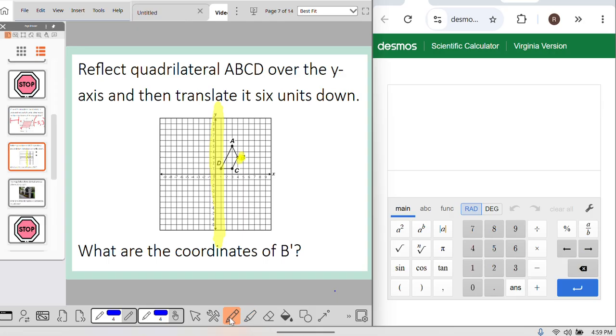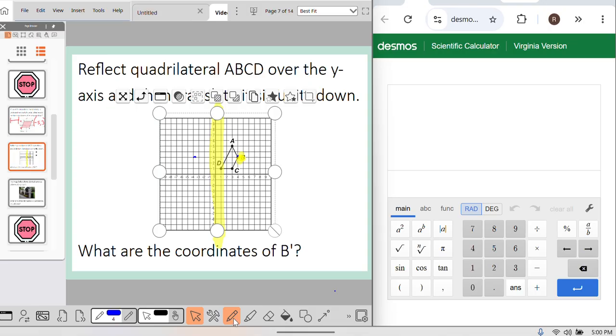Okay. And I am going to go ahead and do what it says. It says to go over the y-axis. So I'm going to start at B and count to the y. 1, 2, 3, 4, and go over it. 1, 2, 3, 4. And I think I got my dot pretty close to where it needs to be. Okay? And now it says to translate it 6 units down. So let's go down. We're going to go 1, 2, 3, 4, 5, 6.